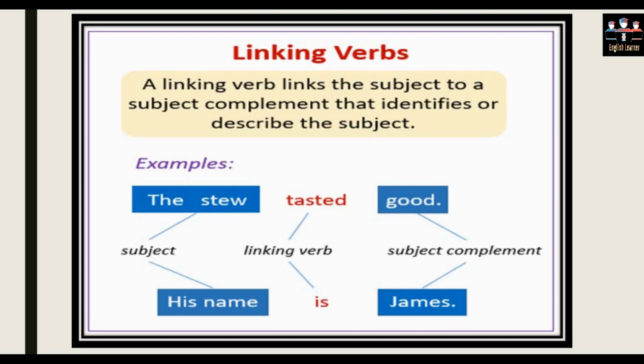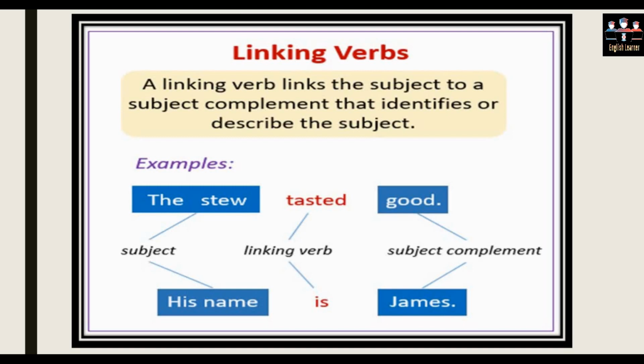Example number 1 is: the stew tasted good. In this example, the stew is the subject, tasted is the linking verb, whereas good is the subject complement. A subject complement always describes more about the subject, so the stew is good. It means that good is directly linked with the stew, whereas tasted is linking the stew and good. It is acting like a bridge between the stew and good.